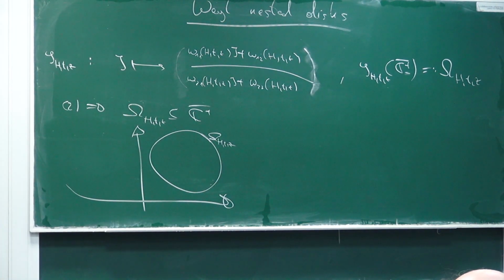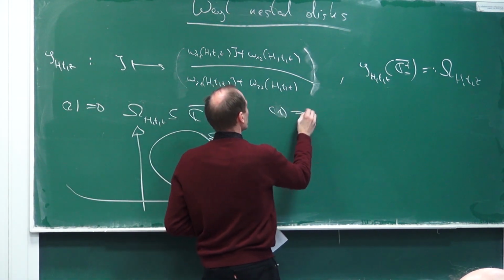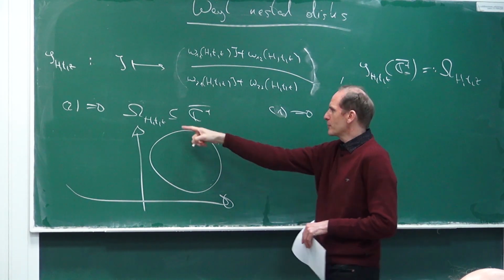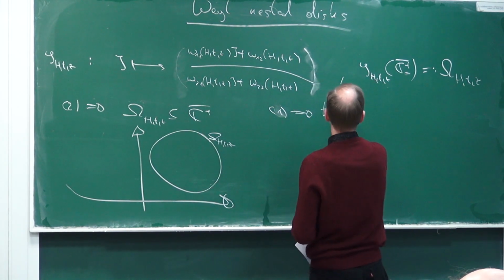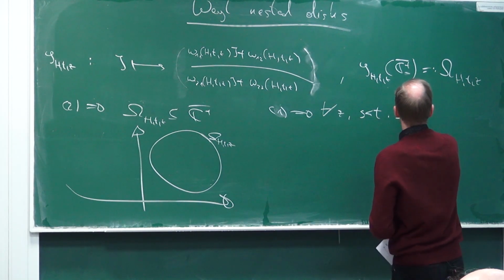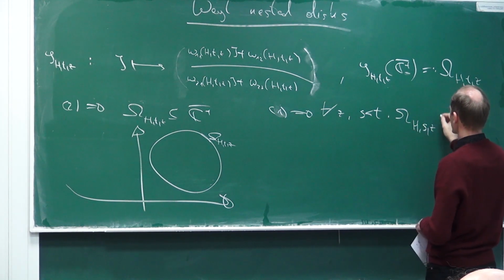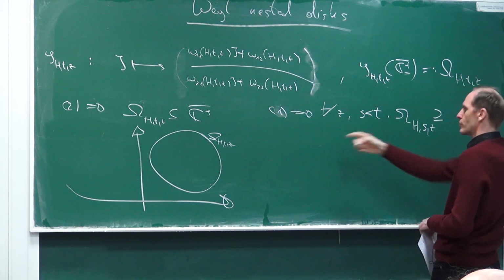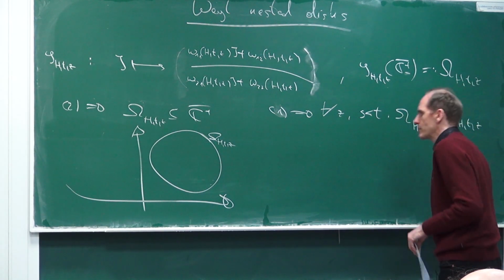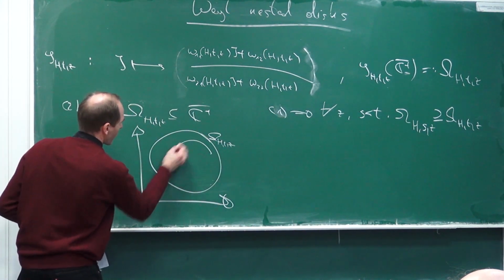And now multiplicativity comes into play. Multiplicativity implies that you have a family of disks, for every Z and for every S less than T, it holds that the disk at the time S is the larger one. If you grow with T, they shrink. So omega H, T, Z. So what you get is a nested family of disks.